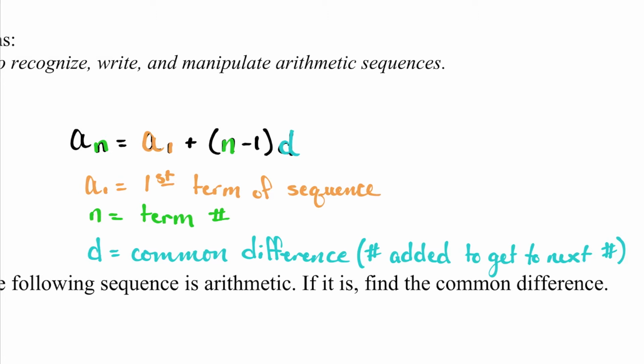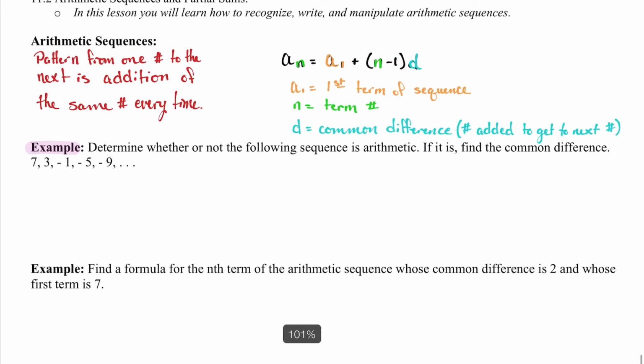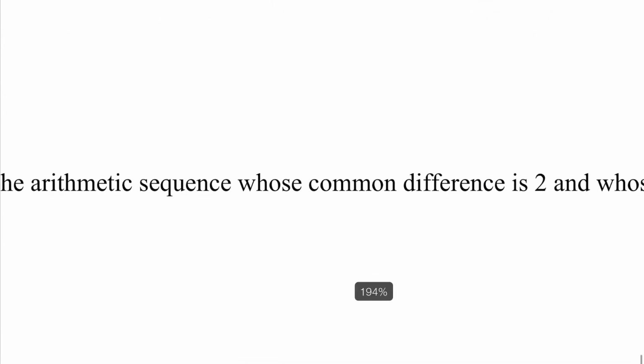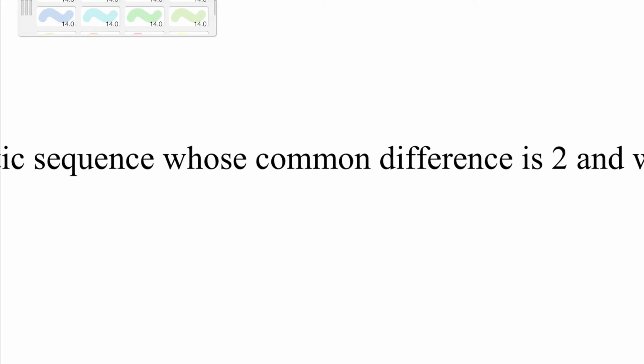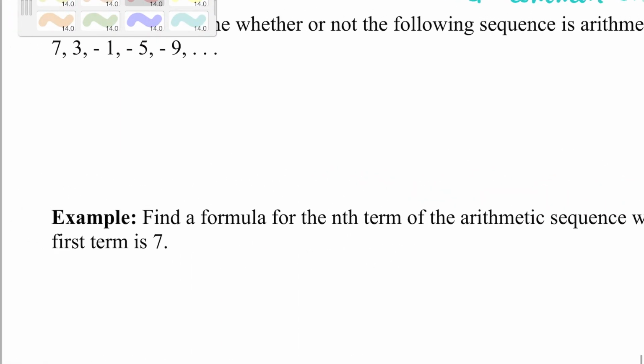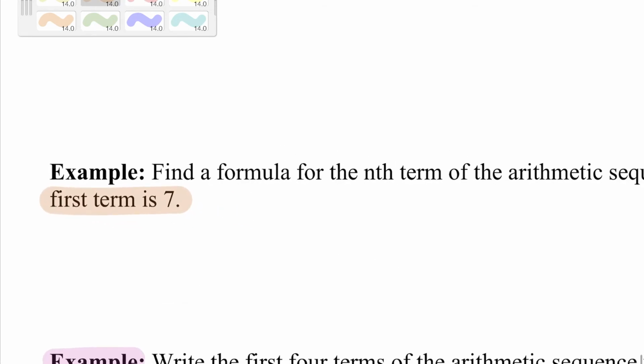So the 11th, the 42nd, doesn't really matter. Our first example that I'm going to look at is they want us to find a formula for the nth term. So I'm starting at the second one, not the first. I know I'm throwing you a curveball. Anyway, finding a formula for the nth term of an arithmetic sequence whose common difference is 2. That sounds like a very important thing. I'm going to highlight it. And they also tell me that the first term is 7. And so we're trying to find this formula for the nth term.